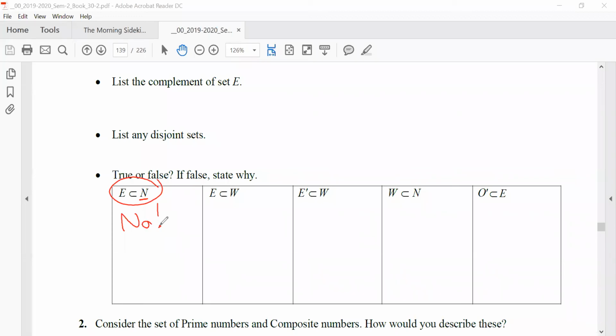What's an even number that's not natural? 0. Okay, keep an eye out for 0. It pops up a lot in this unit. Okay, so I need you to remember 0 is even.